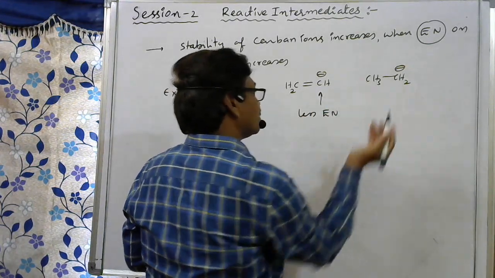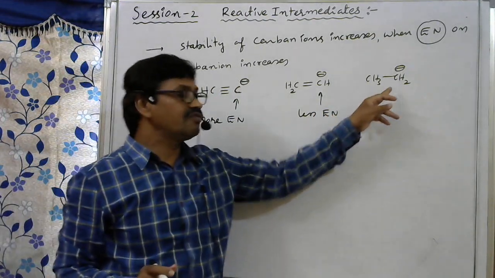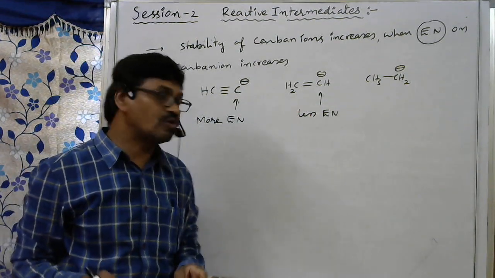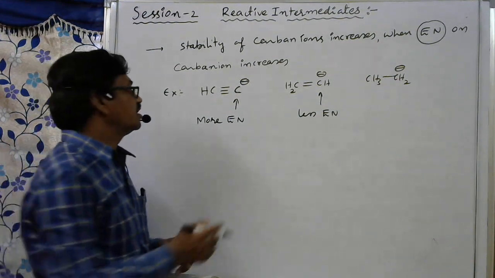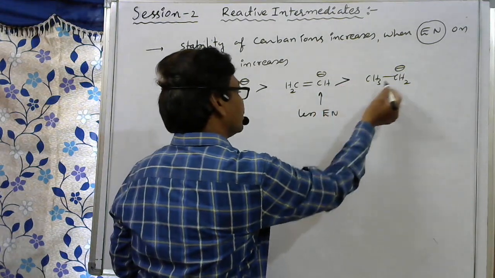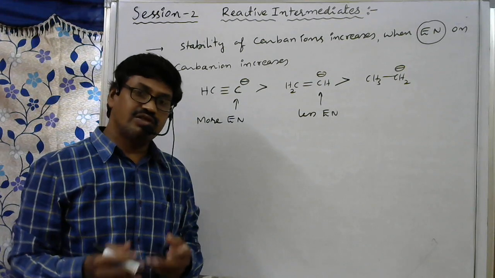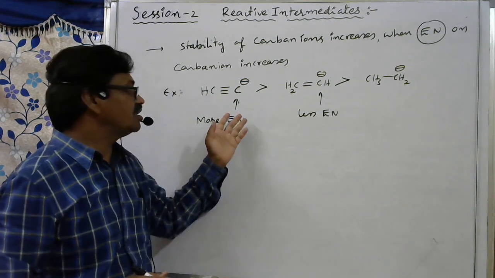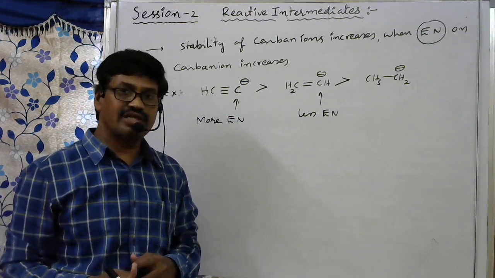Here the electronegativity of the single bonded carbon is very much less, that of the double bonded carbon is more, and that of the triple bonded carbon is more and more. So the triple bonded one is more stable than the other two. Generally, when the electronegativity on the negatively charged carbon increases, stability also increases. The stability is more compared to normal primary alkyl carbanions.